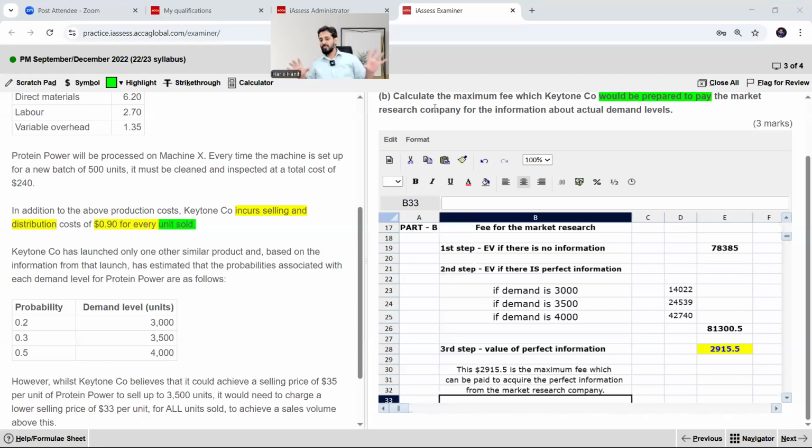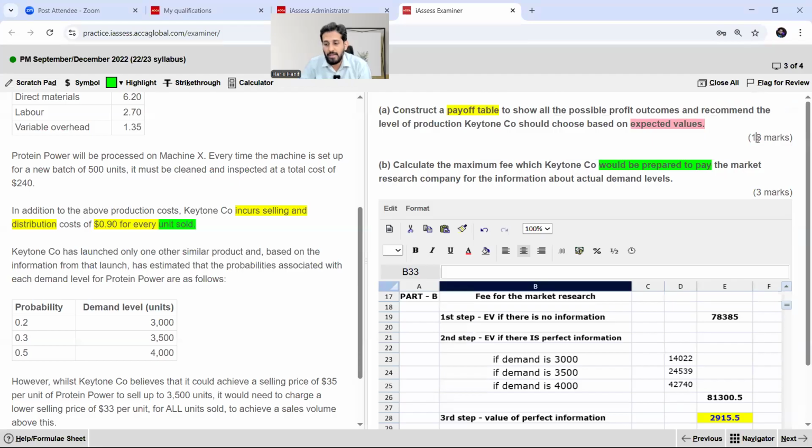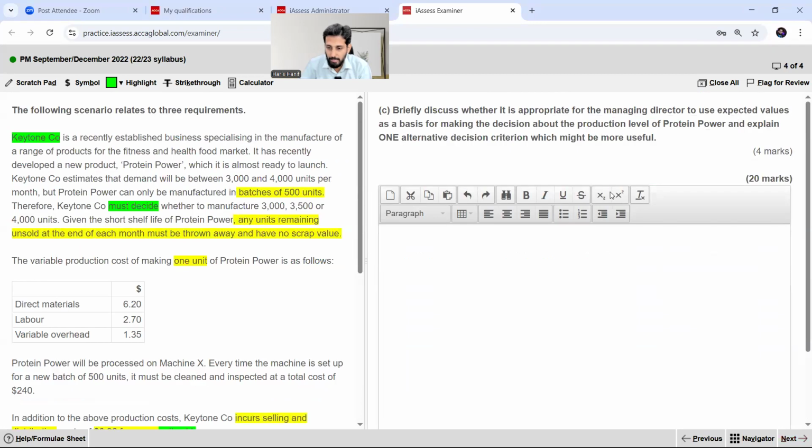So congratulations, we have completed this part as well. That is part B of 3 marks. We have covered the 13 marks requirement and the 3 marks requirement, and now we have to go to part C. Next, part C. Briefly discuss for 4 marks. 20 marks, the question would be completed.